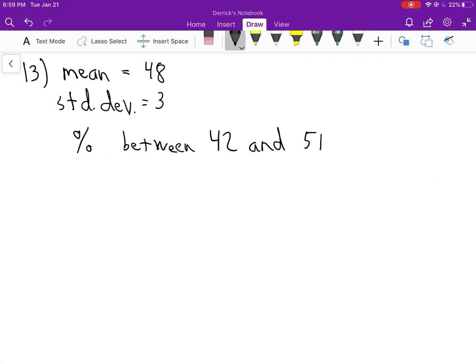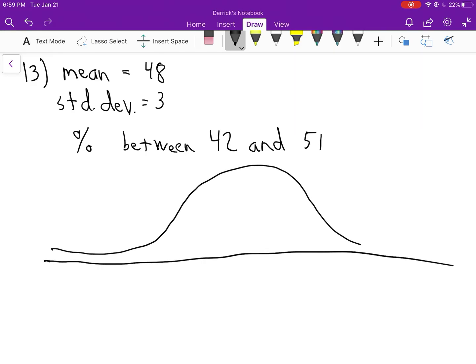Alright, this is number 13 on the test review. The information I give you is that the number of miles traveled to work by different drivers is normally distributed with a mean of 48 and a standard deviation of 3. And then I ask you the percent of distances between 42 and 51.